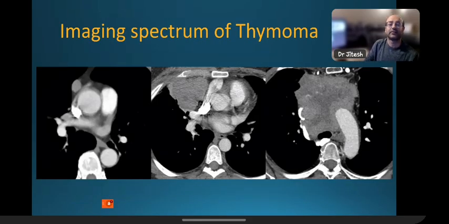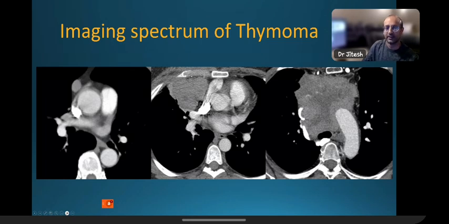This slide is showing basically different imaging patterns. It's showing how it can be difficult, not always easy, to come up with a single diagnosis of thymoma when we see abnormality in a prevascular mediastinum. So in this case, we can see the image on the left. The thymoma is a very small nodule, a well marginated small nodule.